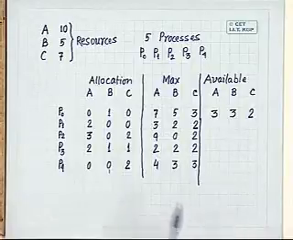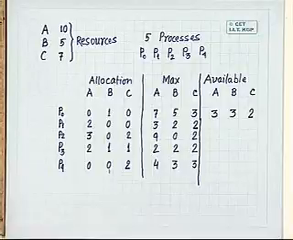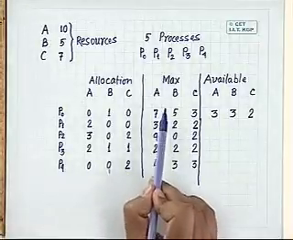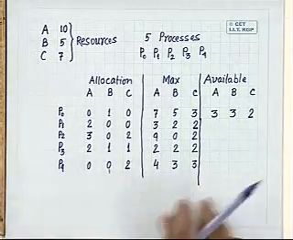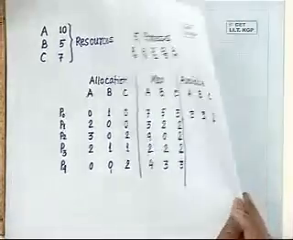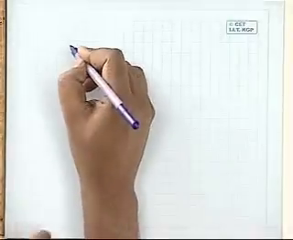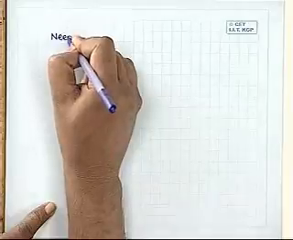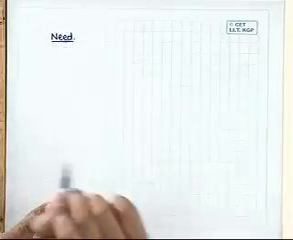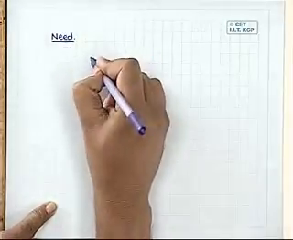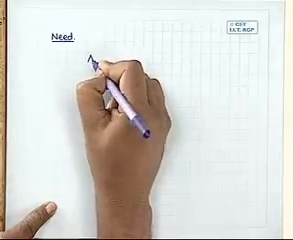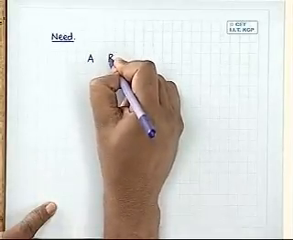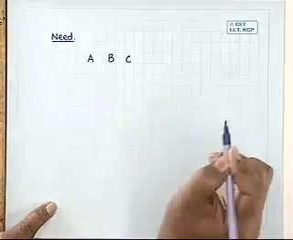Now, to apply Banker's algorithm, we have to find out the need matrix. And as we said, need is simply the difference of max and allocation. So let us compute the need. The need matrix at this particular instant of time will be something like this. As we have 3 different resource types, again we will have A, B, and C.